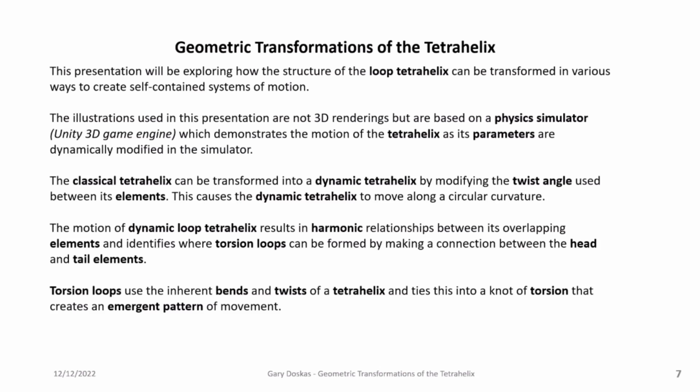So we can take the classical tetrahelix, transform that into a dynamic tetrahelix by modifying the twist angle used between its elements. And this causes a dynamic tetrahelix to move along this circular curvature. And the motion of this dynamic loop tetrahelix results in these harmonic relationships between the overlapping elements. And this identifies where torsion loops can be formed by making a connection between the head and tail elements. And the torsion loops use the inherent bend and twist of the tetrahelix and tie it into a knot of torsion that creates these emergent patterns of motion.